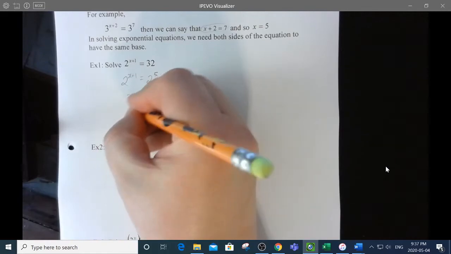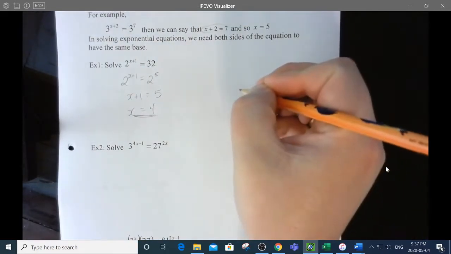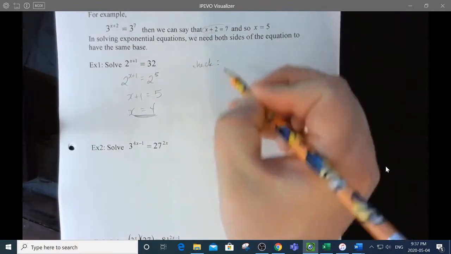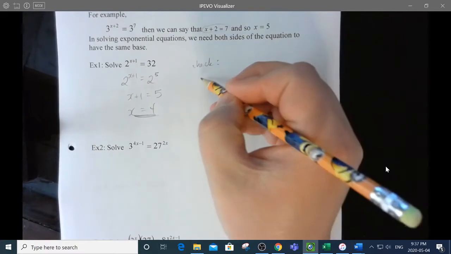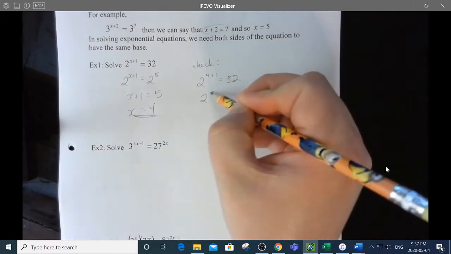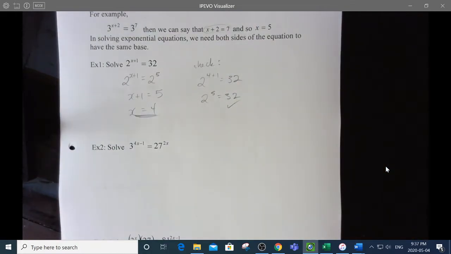And of course, it's a pretty easy equation. I just minus 1 from both sides. And then x is equal to 4. And let's just plug that in. Is that true? Like, we can always do a check on that, right? We can do a verify. Put the 4 in where the x is. And 2 to the 4 plus 1 equals 32. And 2 to the 5 is equal to 32. And yeah, I already punched that. I know it's true. Cool, huh?